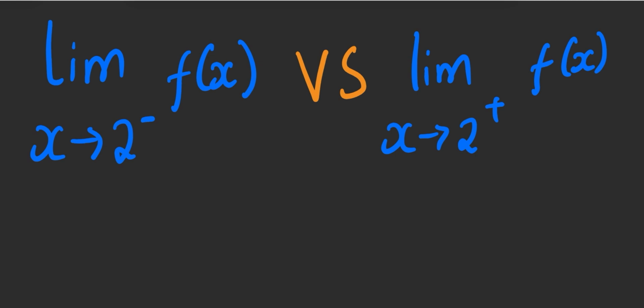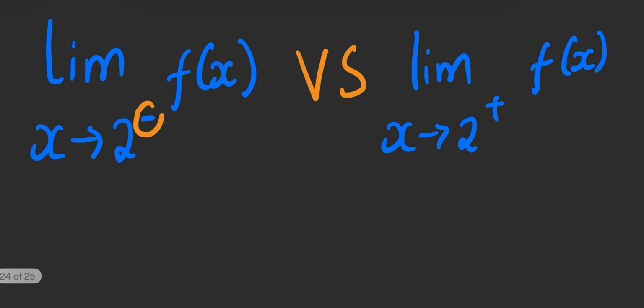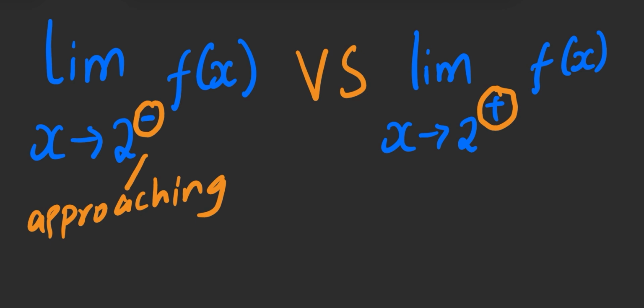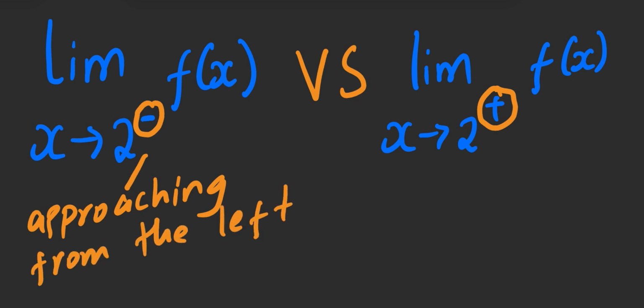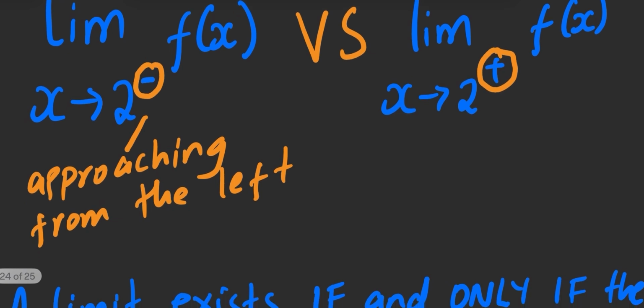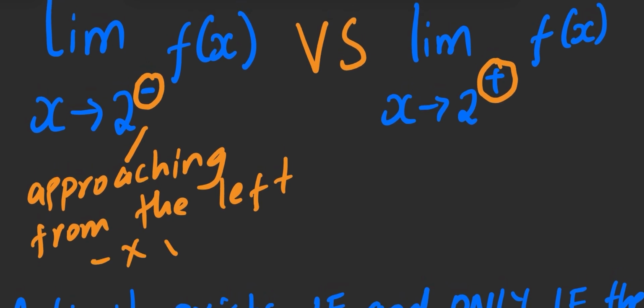Look at what we have on the screen. From the previous video, you had this limit notation, except we didn't have these small subnotations that you can see up here. So what did this mean? Let's start with the little minus. The little minus means approaching from the left. Another way to think about it is approaching from x values less than 2.